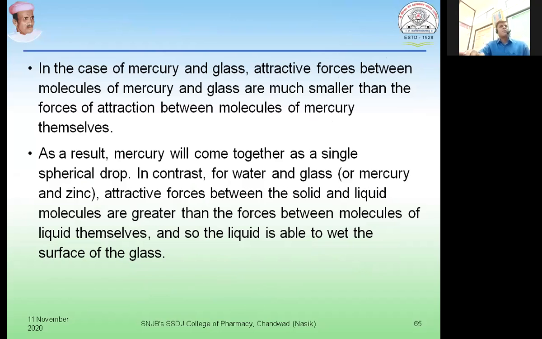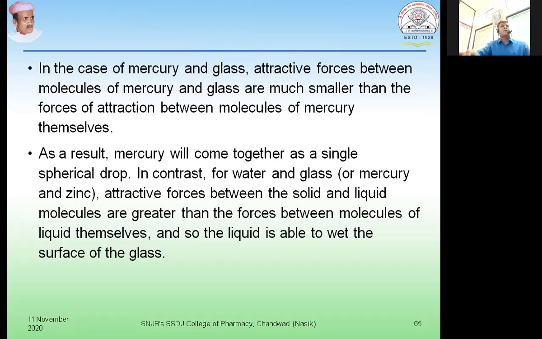As a result, mercury will come together as a single spherical drop. In contrast, for water and glass, in the capillary rise method we have seen that water spreads onto the surface of the capillary and rises up into the capillary. This doesn't happen in the case of mercury. In a thermometer we see it, but it will not stick to the wall of the glass. So the attractive forces between the mercury molecules are very much higher as compared to the adhesive forces of attraction it can develop with the glass molecules.